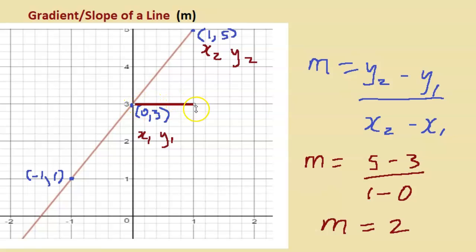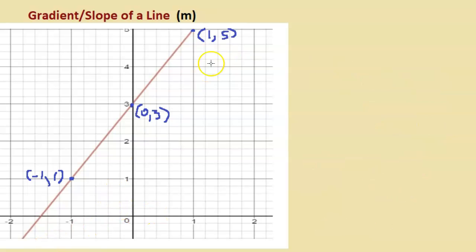And what's the rise? It rises from 3 to 5, right? Good? So the rise is 2. And then the run is 1. So 2 over 1. And it's a positive gradient based on the direction. Now, what you can do is use another pair of points and see if you get the same value. You could use negative 1, 1 and 0, 3, or negative 1, 1 and 1, 5, and see if you get the same result. Positive 2 for the gradient.